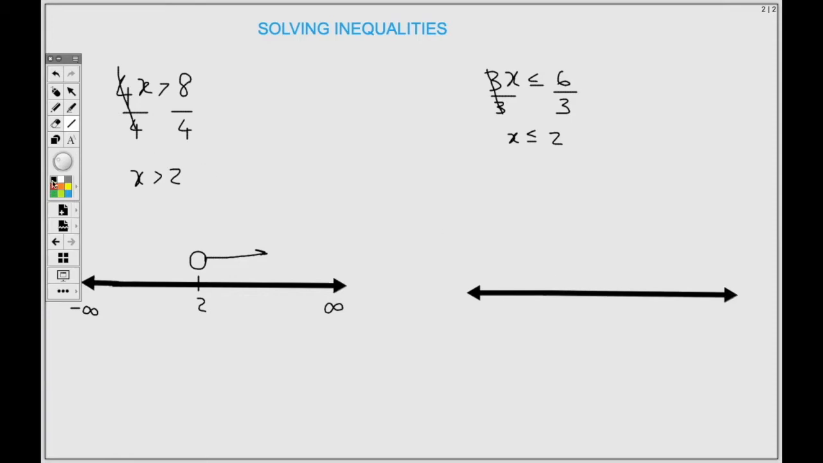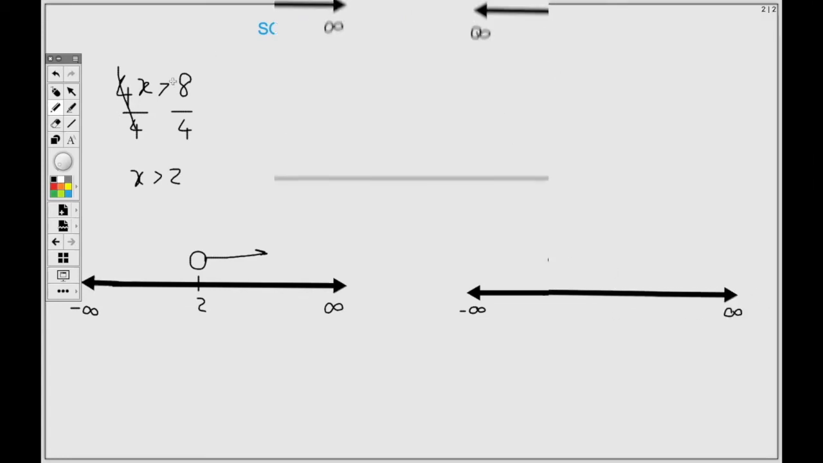Now, let me just put the number 2 on my number line. Because it's less than or equal to, the number 2 will have a shaded circle. The shaded circle represents that we're using the number 2, but we also want smaller numbers than 2, so we move to the left, and that is it.